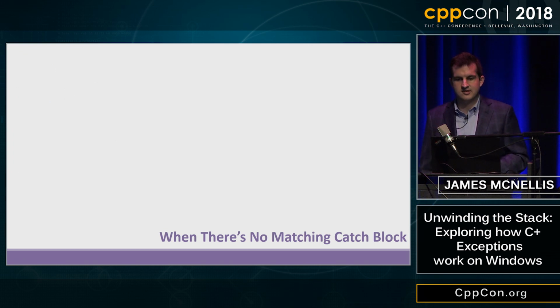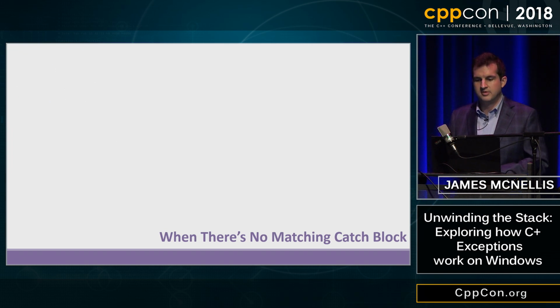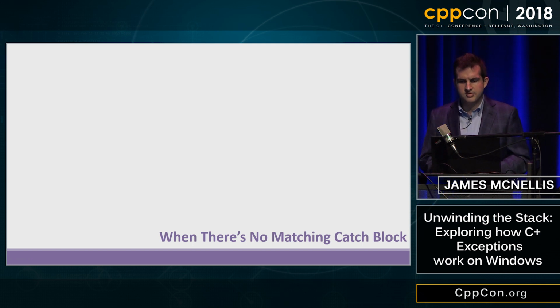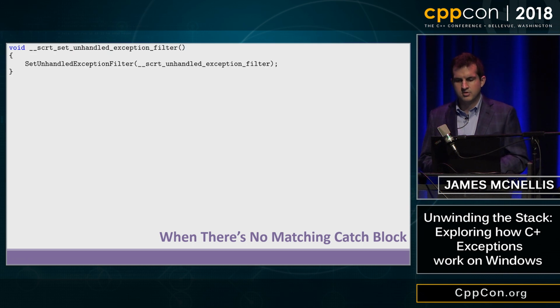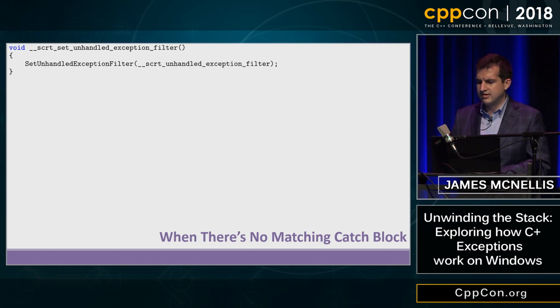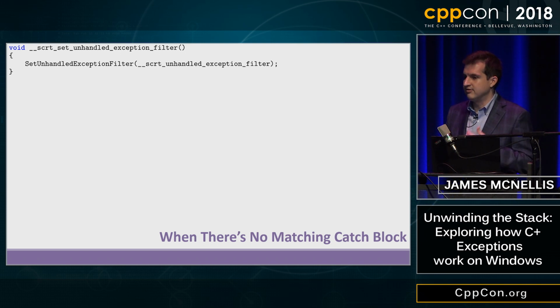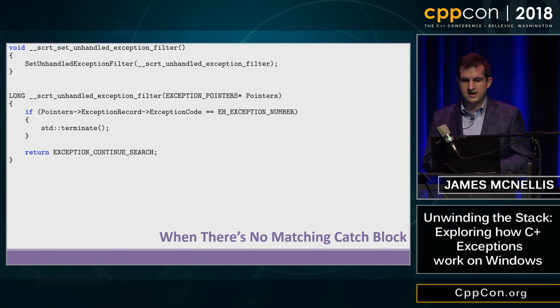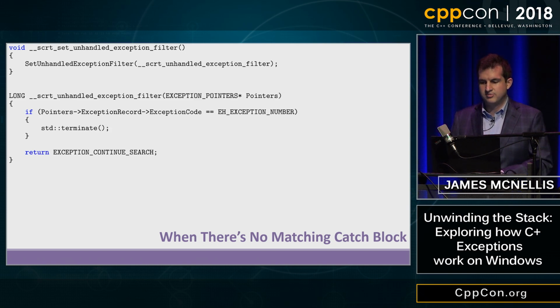There's a few other interesting things worth noting. First, what happens when there's no matching catch block? In this case, it's required that std::terminate should be called. So during program startup, there's a function in the runtime library that will call the Windows API SetUnhandledExceptionFilter to register an exception filter that the OS will call if it fails to find a handler the normal way.